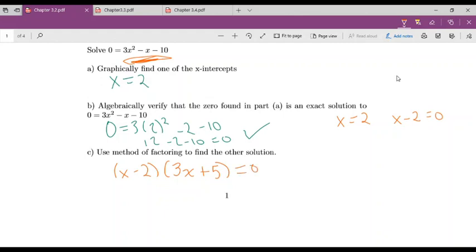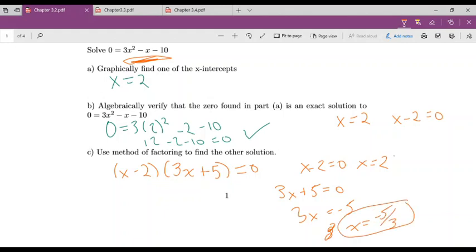We've already found that x minus 2 equals 0 gives us that x equals 2. We solve the other one, 3x plus 5 equals 0. What we wind up with is 3x equals negative 5, so that x equals negative 5 over 3. So here's our two solutions, which is exactly what the calculator found as well, because we found it to be negative 1.666 repeating. That's the exact same thing as negative 5 over 3.